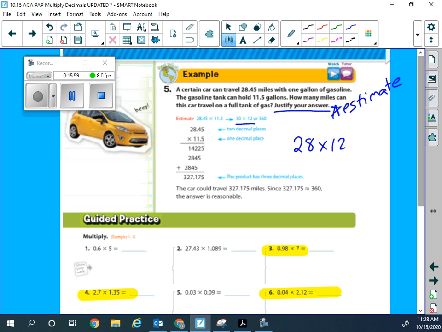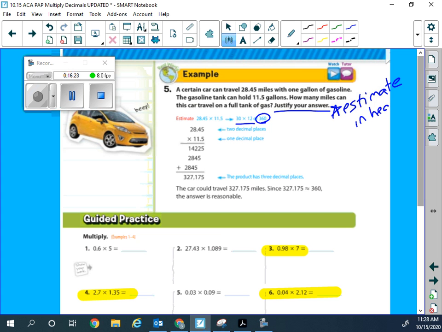Yes, because the whole point of an estimate is that I need to be able to do it in my head. While some of you geniuses might be able to do 28 times 12, I can't do 28 times 12 in my head, but I can do 30 times 12 because 3 times 12 is 36, so 30 times 12 would be 360. Exactly. So this is my estimate.